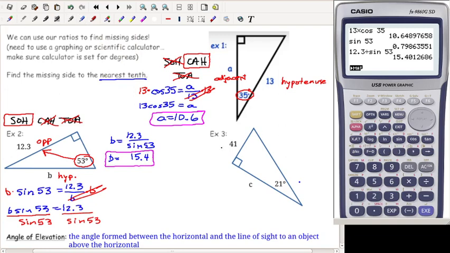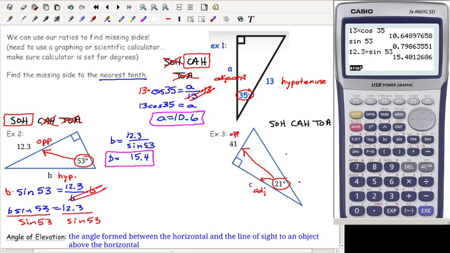One more example. In this last triangle, again, start out by writing SOH CAH TOA every single time. That'll help you out a lot. From this angle that I have, from my 21 degrees, I've got my opposite side, which is the 41, and my adjacent side, which is the C.